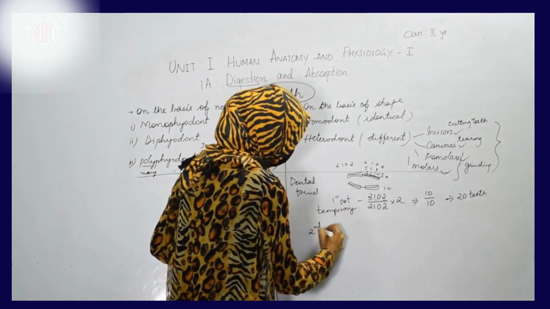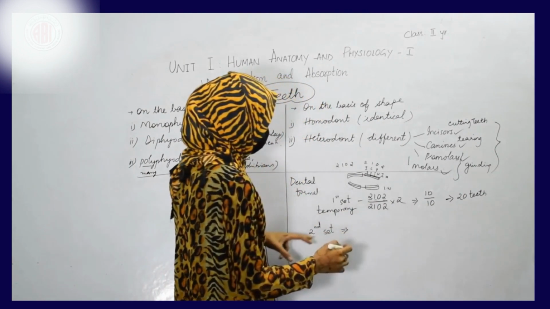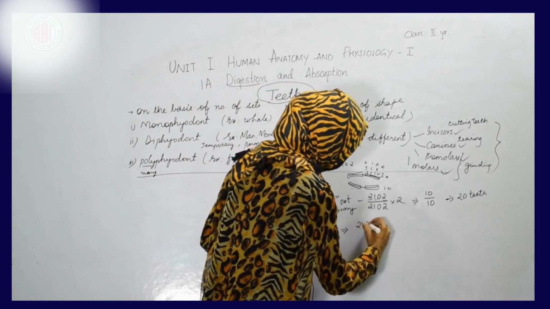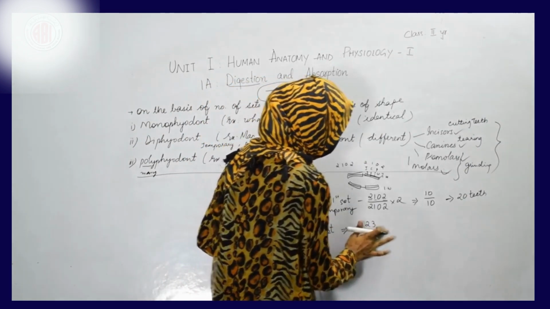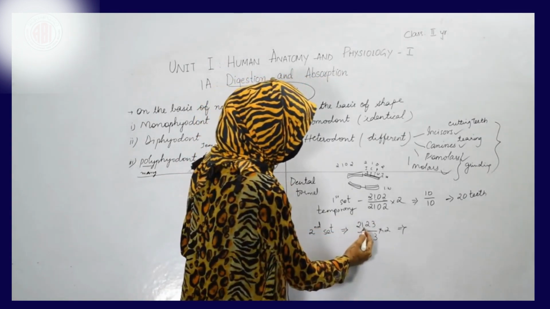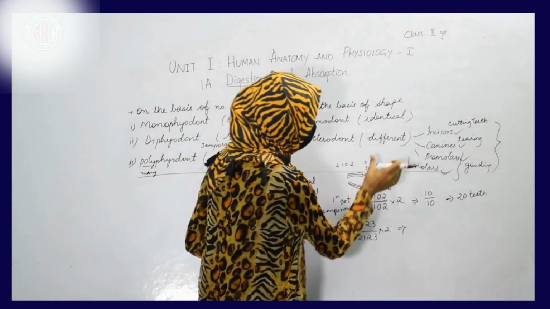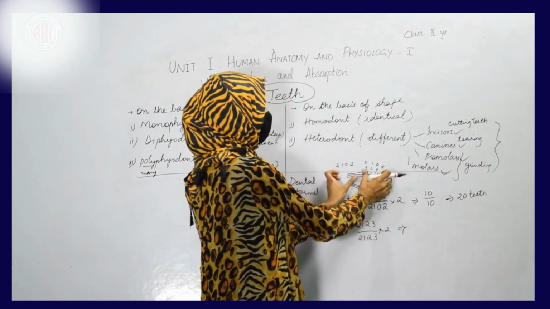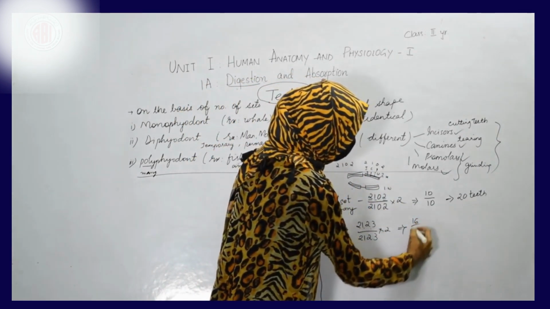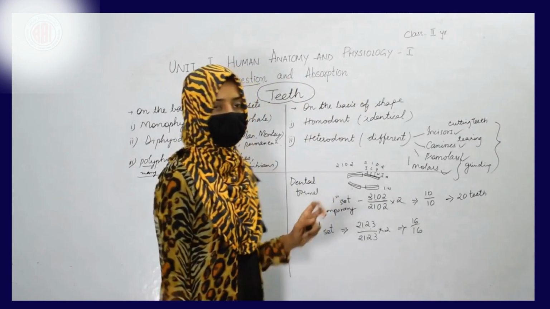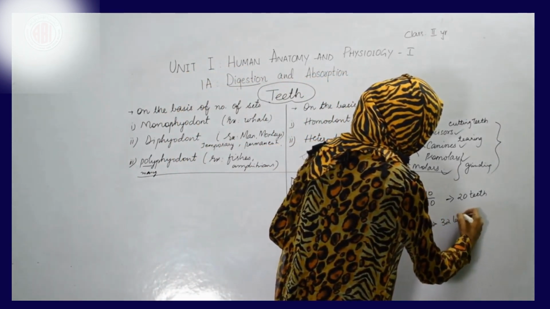Next, the second set, permanent teeth. So for this we can write the formula as 2123 by 2123. If you multiply it with 2, then it will be 2 plus 1, 3 plus 2, 5 and plus 3, 8. So 8 in the half part of the upper jaw, 8 in the another half part of the upper jaw. 8 plus 8, 16. So 16 in the upper jaw and 16 in the lower jaw. 16 plus 16, it will be 32 teeth in total.